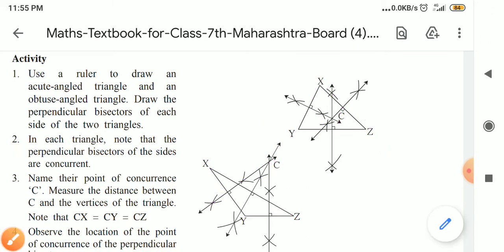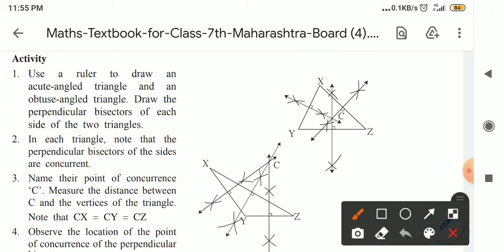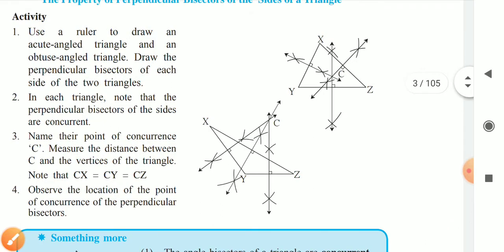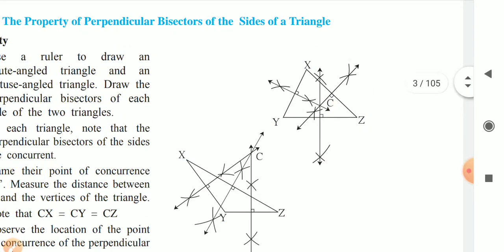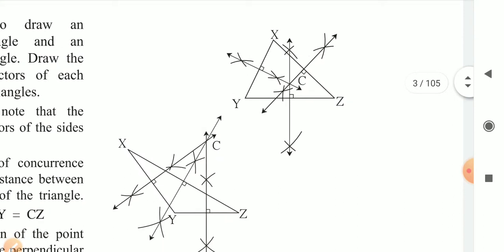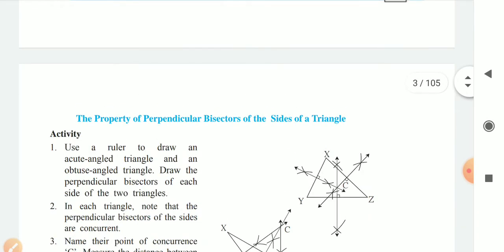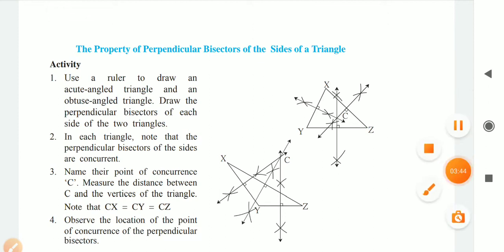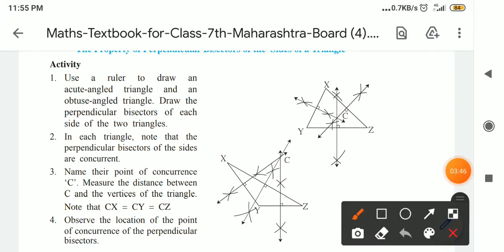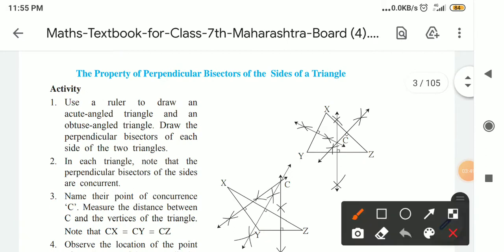Okay, and afterwards we have to check the distances CX, CY, CZ. Is it equal or different? That we are going to see after doing the constructions. For that, let us see how to draw the perpendicular bisectors for triangle XYZ. Okay, this is the property of perpendicular bisectors of a triangle that we will see now.